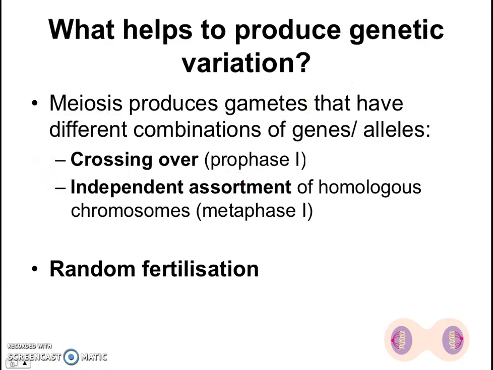So 3 points to remember. What helps to produce genetic variation? First, crossing over in meiosis. Second, independent assortment. And third, random fertilization. So I'm going to go deeper into each one of these in the next slide. We're going to start with independent assortment.